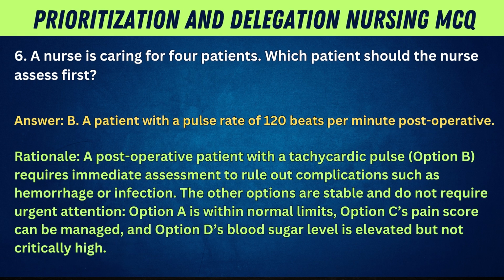Answer: B. A patient with a pulse rate of 120 beats per minute postoperative. Rationale: a postoperative patient with a tachycardic pulse, option B, requires immediate assessment to rule out complications such as hemorrhage or infection. The other options are stable and do not require urgent attention. Option A is within normal limits. Option C's pain score can be managed, and option D's blood sugar level is elevated but not critically high.